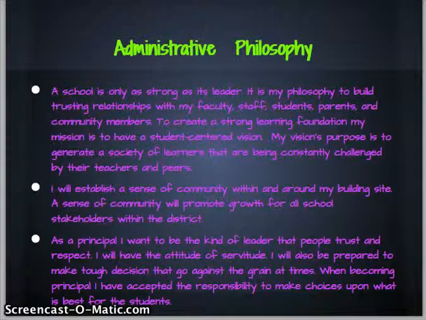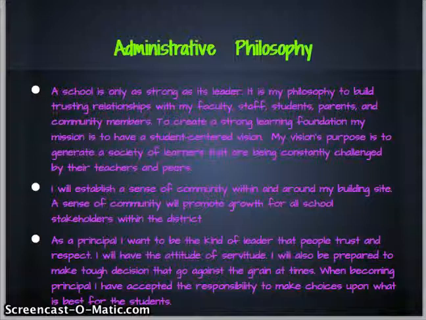As a principal, I want to be the kind of leader that people trust and respect. I have the attitude of servitude, and I will also be prepared to make tough decisions that go against the grain at times. And when becoming principal, I have accepted the responsibility to make choices based on what is best for the students.